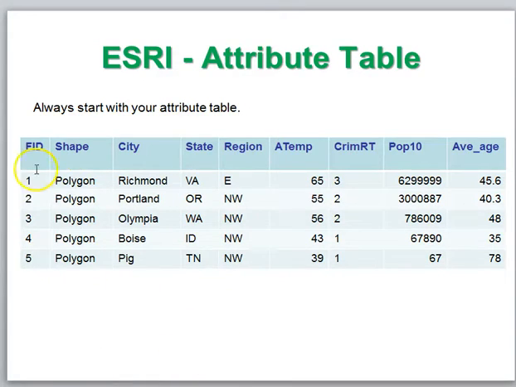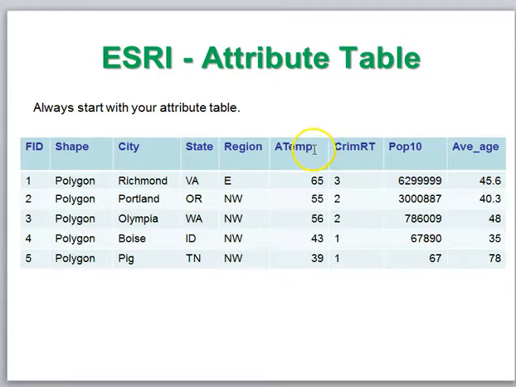So here is data that has the FID. Again, that's just generated in ArcGIS. It tells me the geometry, which each of these are a polygon. The nominal data here is the city. It's in this state. That's also nominal. It's in this region, so these would be categories, because I can see that I have the city of Pig, Boise, Olympia, and Portland are all in the same category.